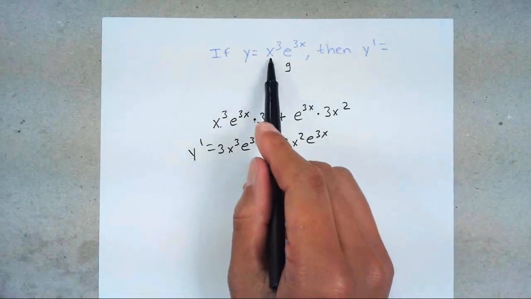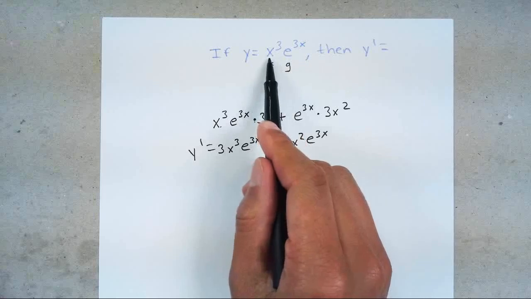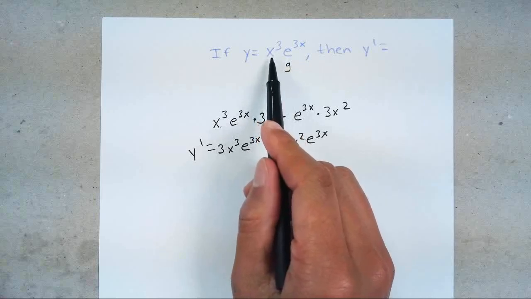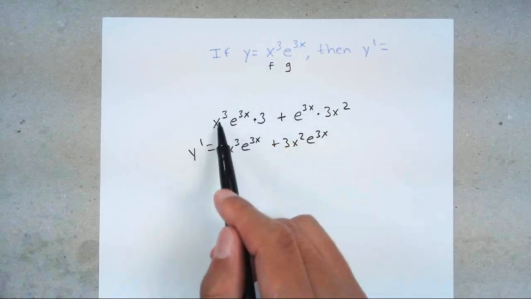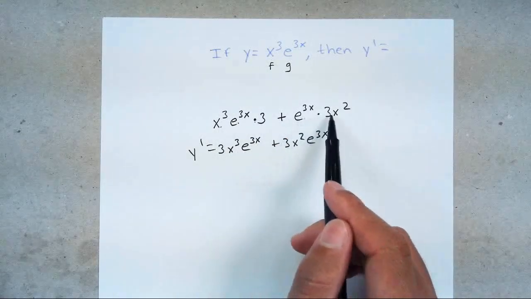So if you ever happen to see that the expression in front of e happens to be an actual function and not just a constant like the previous problem, that's going to mean it's product rule. So bring down the first, derivative of the second, bring down the second, derivative of the first.